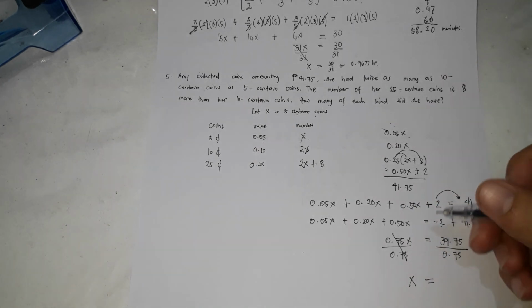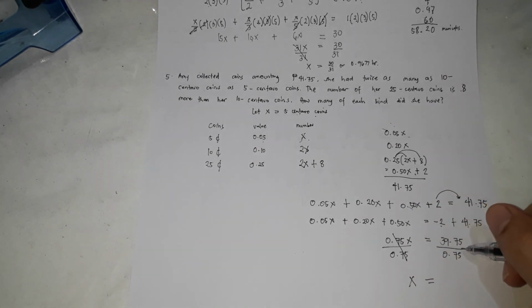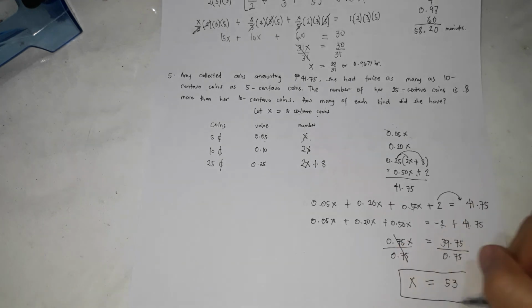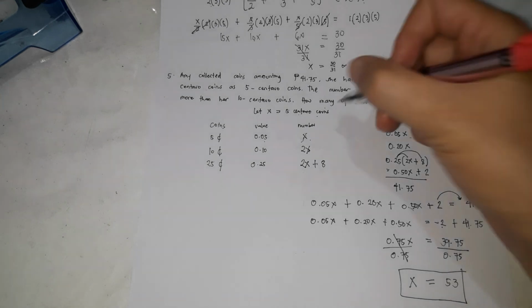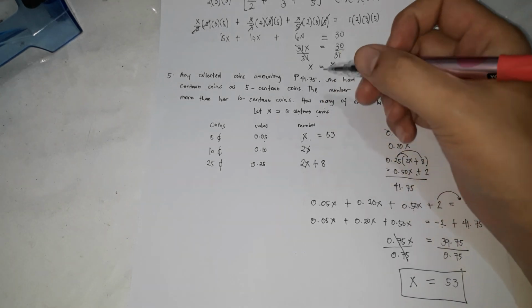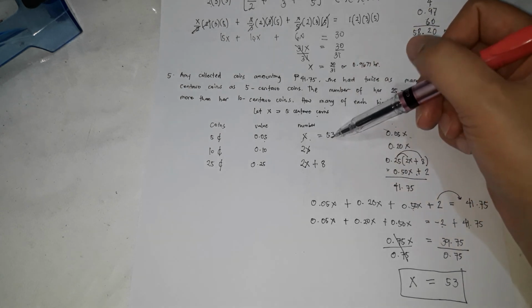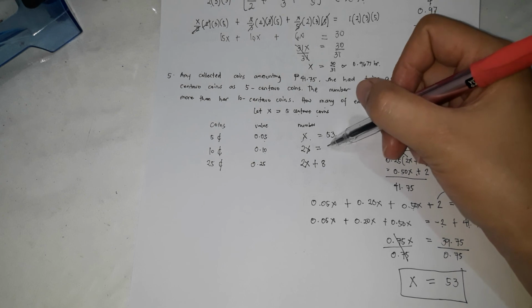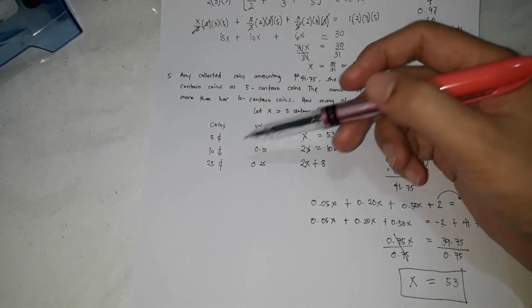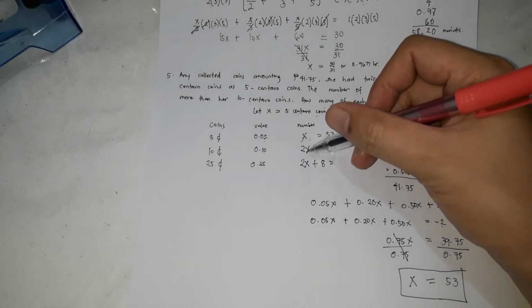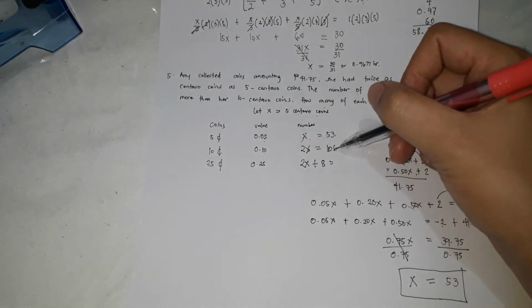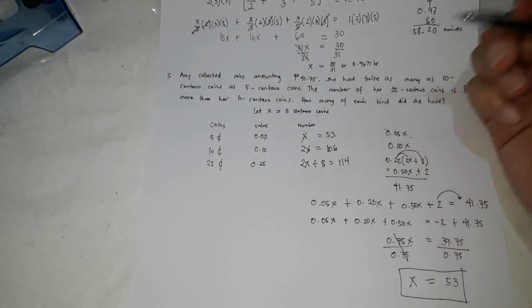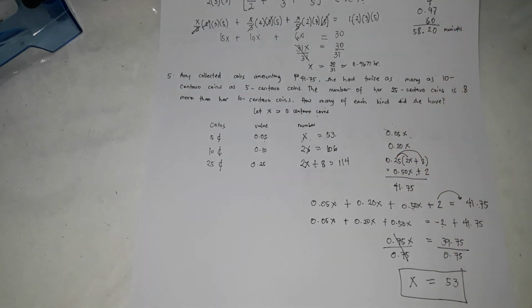X now would become 39.75 divided by 0.75, it's 53. Ibig sabihin, ang x, 53. So, si x daw, 53. So, ilan ang 5 cents? 53. Ilan ang 10 cents? Times 2 mo ito siya, 106. Tapos ilan ang 25 cents? Itong 2x, dagdagan mo ng 8. So, ang 106, dagdagan mo ng 8. That's 114. So, that's the number of coins that she have.